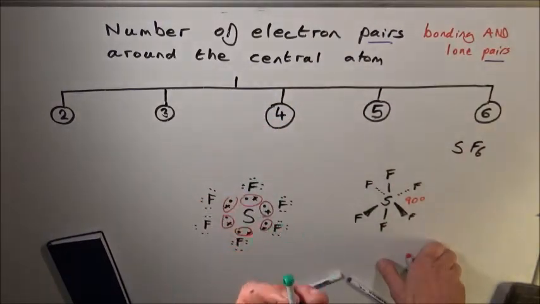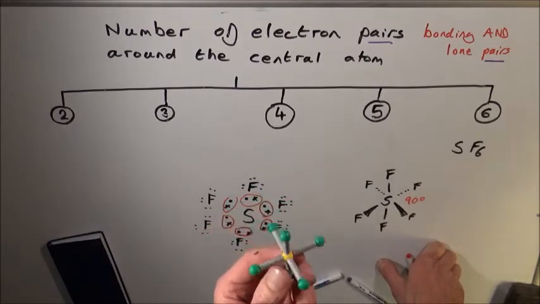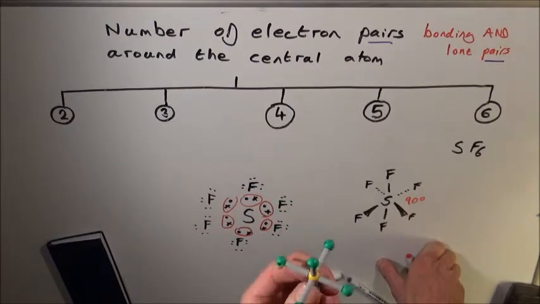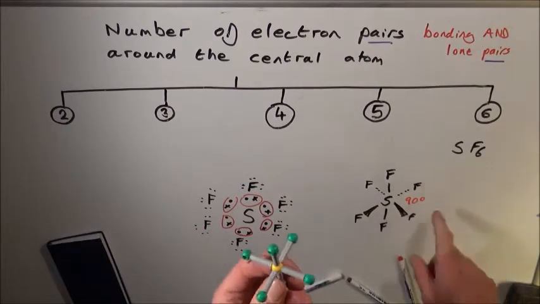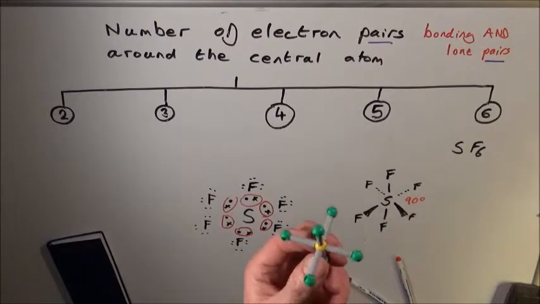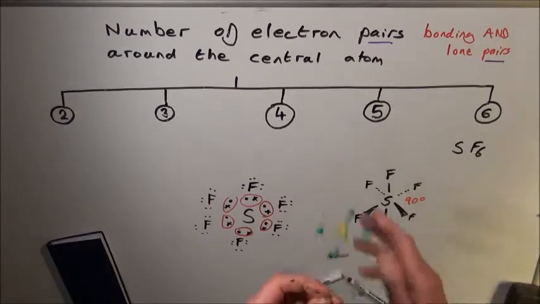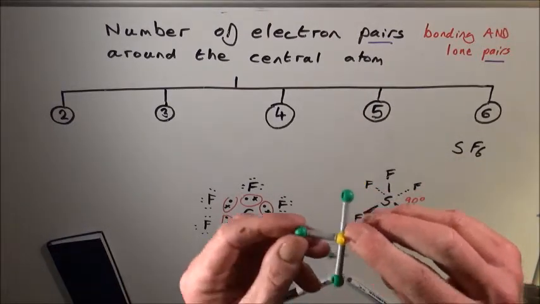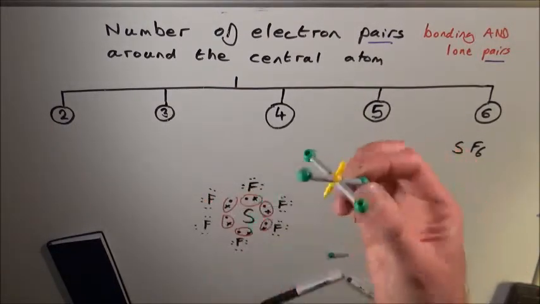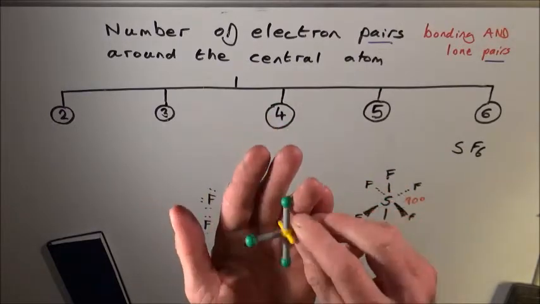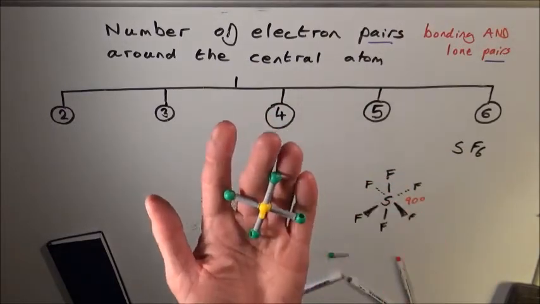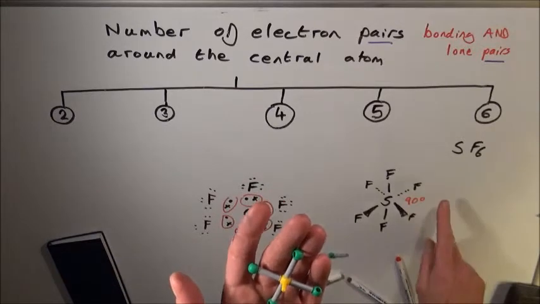Now, in some of the more difficult questions, you come across ions in which you've got 6 pairs of electrons around a central atom, 4 of which are bonding pairs, and 2 of which are lone pairs, and the shape then is a flat square, square planar. I should tell you what this one is.